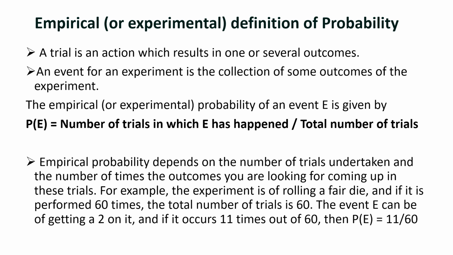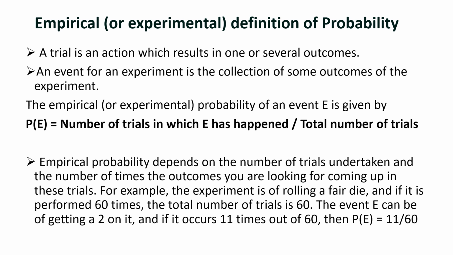Now, the empirical or the experimental probability is given by P of E, where E is an event. P of E, or probability of E, is equal to the number of trials in which E has happened upon the total number of trials. Empirical probability depends on the number of trials undertaken and the number of times your desired outcome comes in these trials. For example, the experiment is rolling a die, and if it is performed 60 times, the total number of trials will be 60.